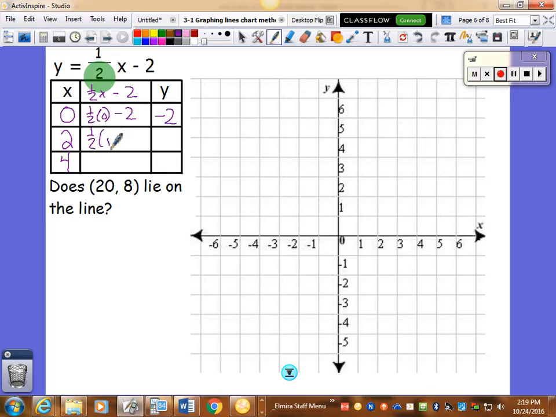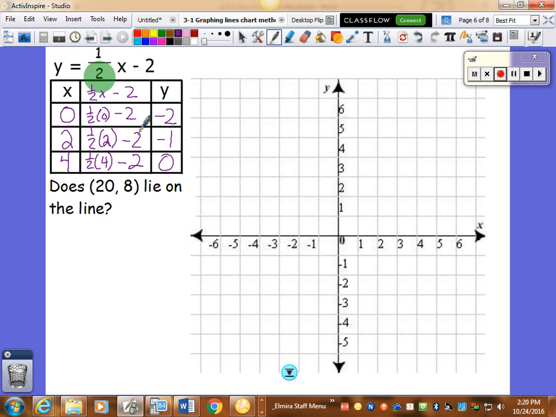Half of 2 is 1. 1 take away 2 is negative 1. Half of 4 is 2. 2 take away 2 is 0. And I'm not going to do the graphing and stuff like that because you can see how to do that. That's not any different. I want to make sure I address the fractions.